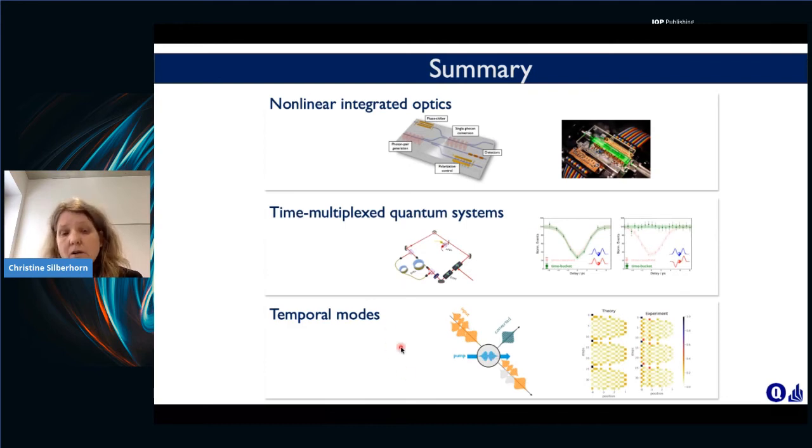Finally, I showed you our progress in the temporal modes business, where I showed you that we can handle all kinds of different modes with quantum pulse gates. And I showed you one of the first applications in the area of processing, where we did a very large quantum walk.